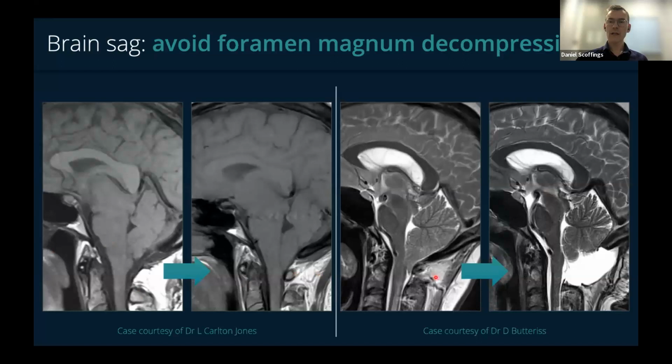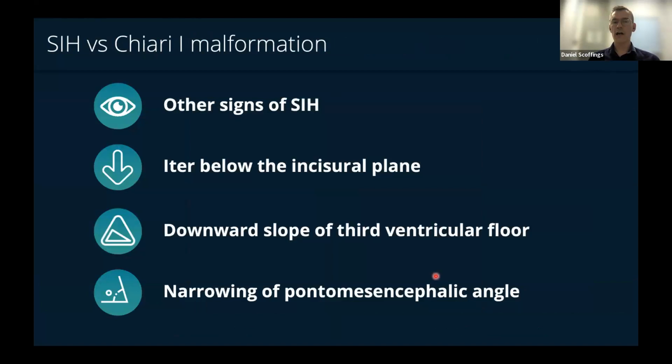Again, recurring theme, look for the other signs of SIH. But also, as I've mentioned, look at the position of the iter. If it's below the incisural plane, that's not a feature of Chiari malformation. That indicates brain sag. Look for the slope of the floor of the third ventricle. Normally, the third ventricular floor will slope upwards from the chiasm to the iter. In SIH, that becomes progressively horizontal or even downwards. And then you can also look at narrowing of the angle between the anterior surface of the midbrain and the top of the pons, the so-called pontomesencephalic angle.